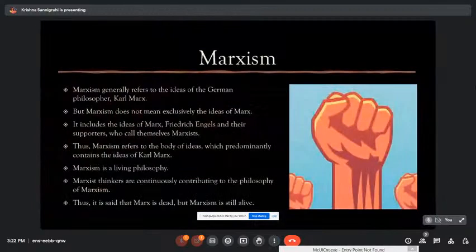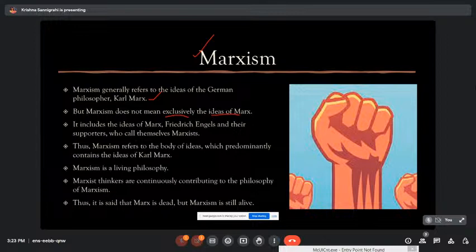So Marxism generally refers to the ideas of the German philosopher Karl Marx. So you can see that Marxism actually originates or gets its name from his name, Karl Marx. But Marxism does not mean exclusively, that is, just or specifically the ideas of Marx. It is not only about the ideas of Marx, but there is something more to Marxism. It is something which is always evolving, and it is a part of our existence. We cannot completely deny that.